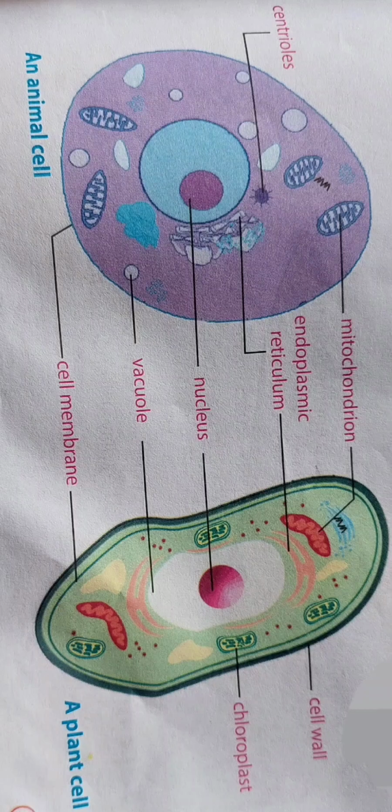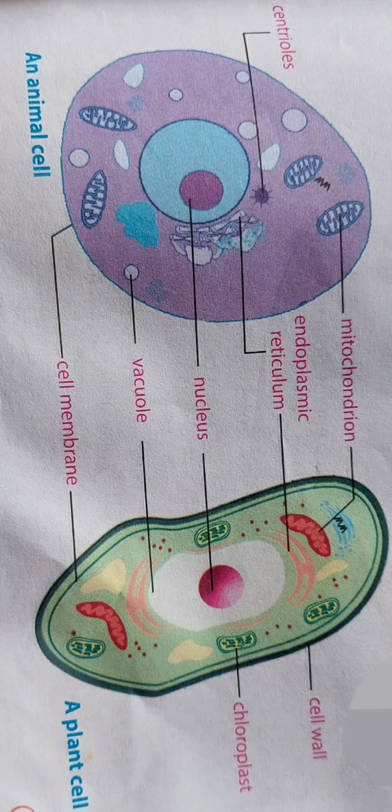Both the animal cells and the plant cells have some features in common. Both cells are surrounded by a thick layer called the cell membrane. The second common thing is the cytoplasm, and the third common thing is the nucleus. We will discuss the cell membrane.